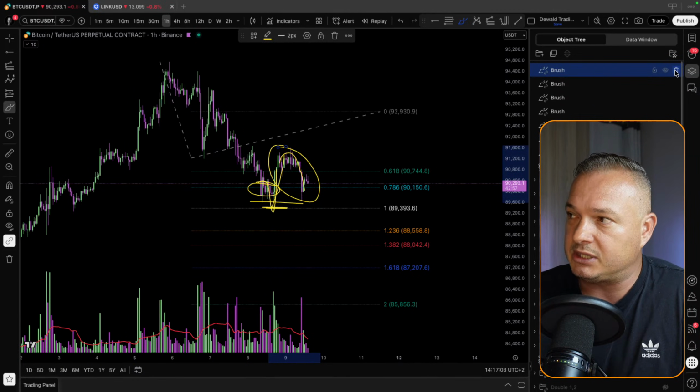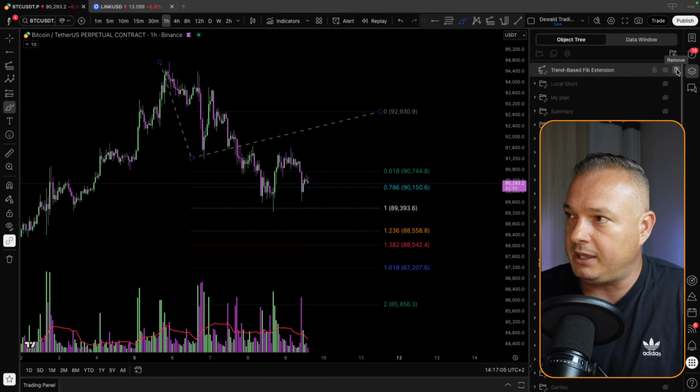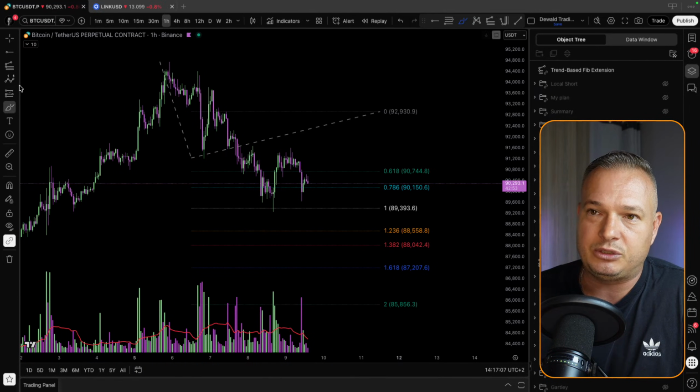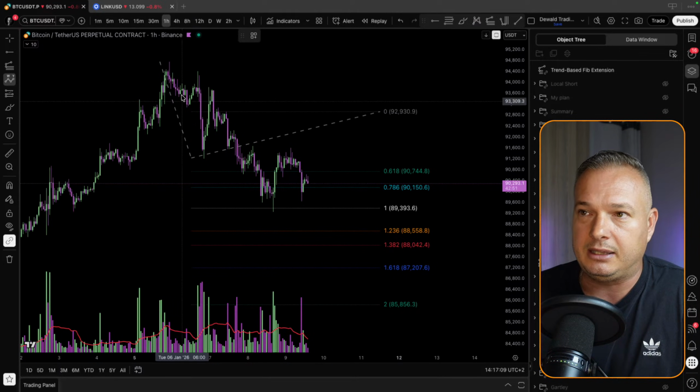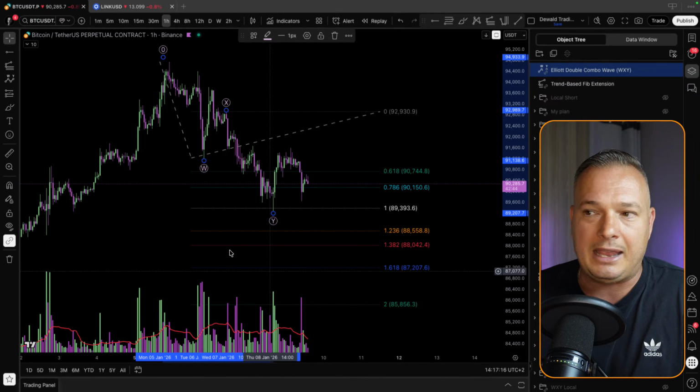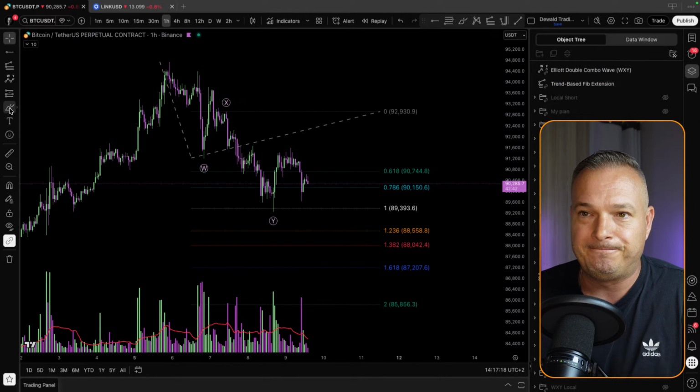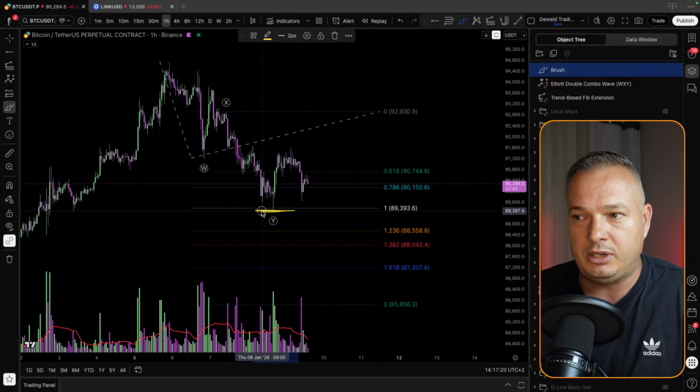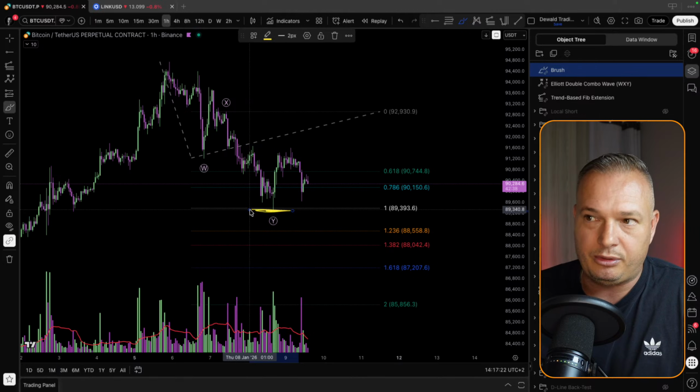I'm here on the 1 hour time frame. Before we continue, remember guys, this was that WXY. You have a 3-wave in W, you have a triangle and an X, and that is potentially the end of this corrective structure, which means that this low needs to hold. But I'm going to go through a couple of scenarios.